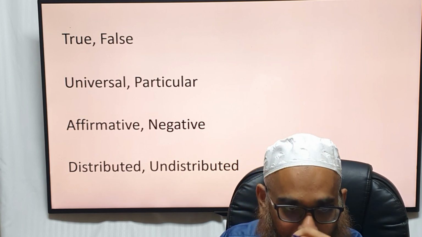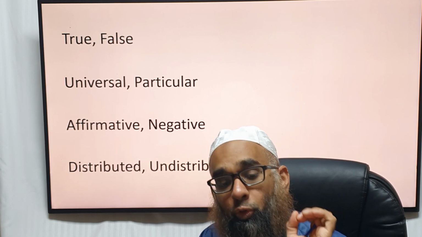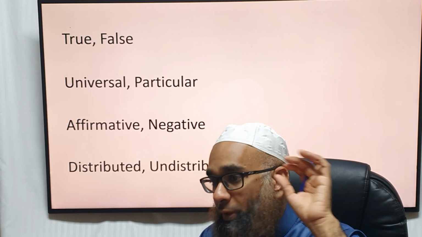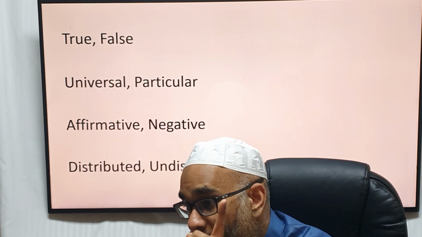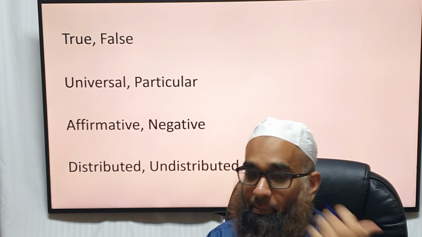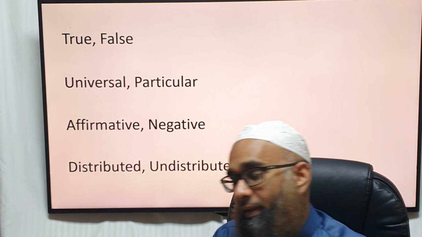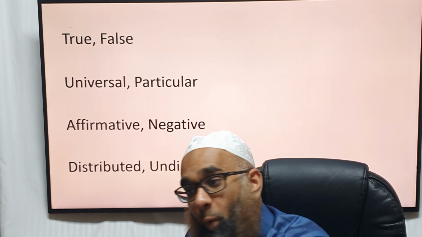What's distributed? Well, terms are distributed, but you can only know that when they come into a proposition. So in the A proposition, what's distributed? The subject. And in the E proposition, what's distributed? Both are distributed. In the I proposition, what's distributed? Nothing. And in the O proposition, the predicate is distributed.